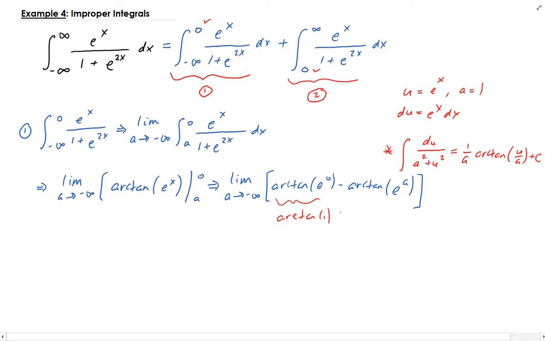Arctangent of 1, that's the same thing as asking, what angle has a tangent that will give you 1? We know that's going to be pi over 4. The tangent of pi over 4 is 1. If you remember, sine of pi over 4 is root 2 over 2, and cosine of pi over 4 is root 2 over 2. So when you take the ratio, sine over cosine is 1.